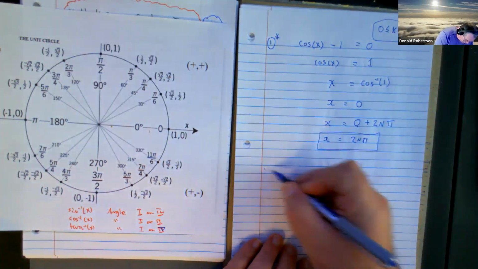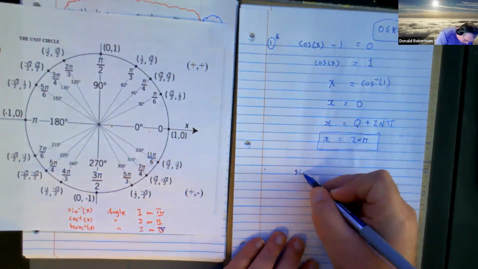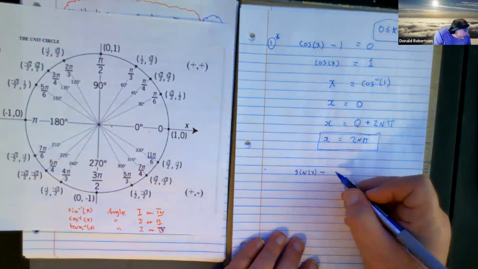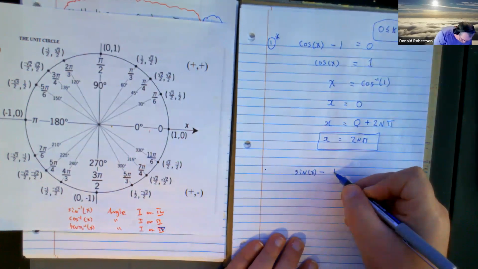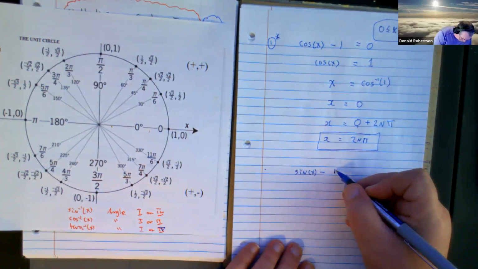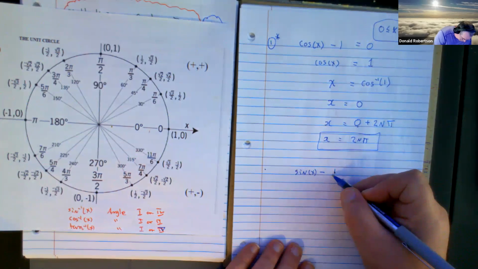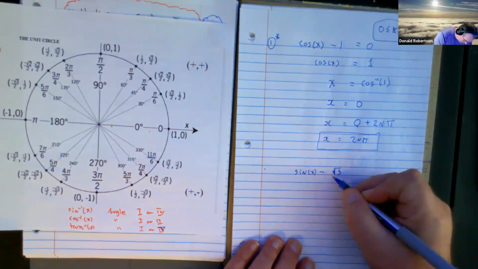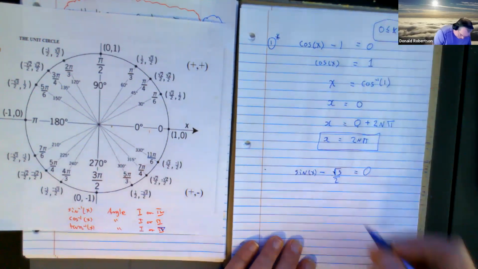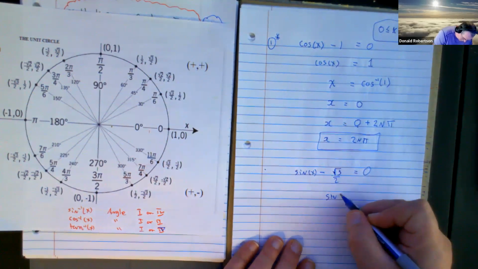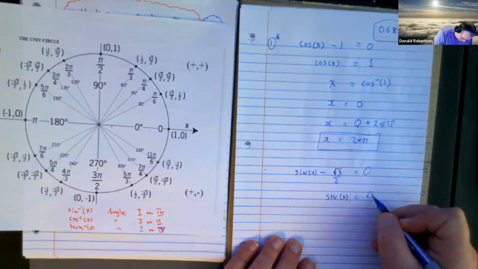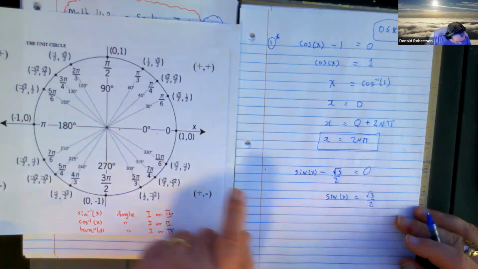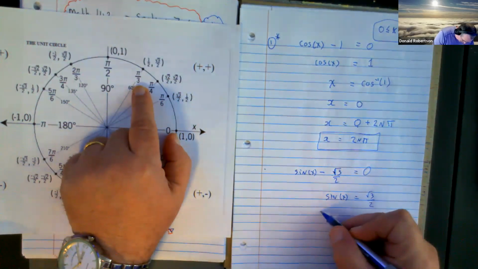Let's try another one. Suppose I went and said to you, I would like to know sin x, take away, yeah, I'm trying to think of one that I haven't done yet. Root 3 on 2. There we go. Then you would add root 3 upon 2 to both sides. And you're looking for a y coordinate of root 3 upon 2, which is pi upon 3.